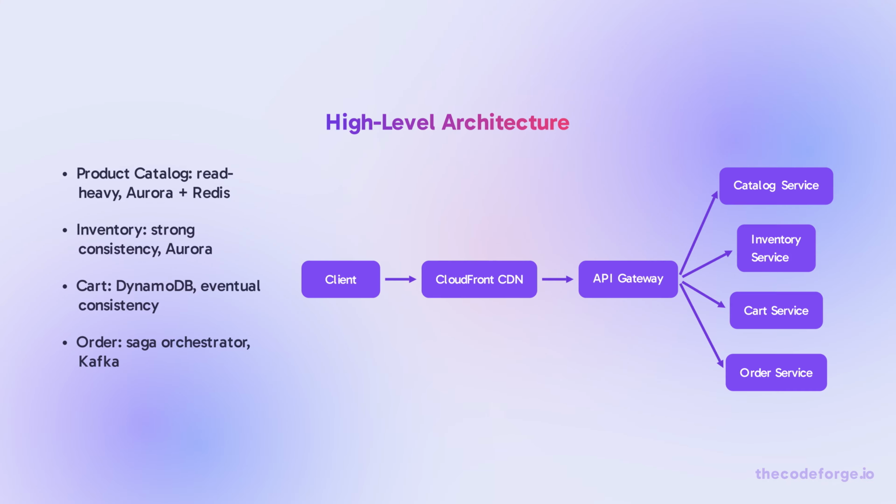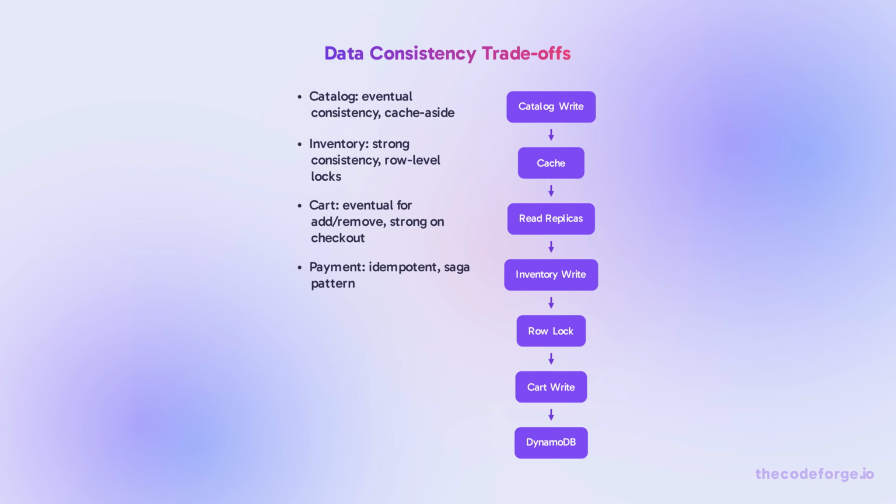Amazon's architecture is a collection of hundreds of microservices. The core ones include product catalog, inventory, cart, order, payment, and search. Each service has its own database and communicates via HTTP or async events. Amazon must maintain consistency where it matters, inventory and payments, and accepts eventual consistency elsewhere. The key trade-offs: catalog updates can take minutes to propagate, inventory uses row-level locking, and payment mutations must be idempotent.